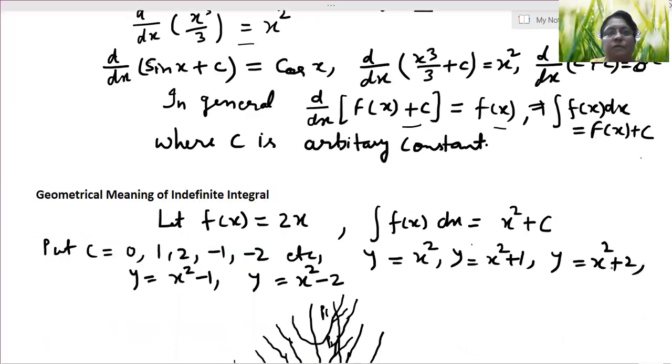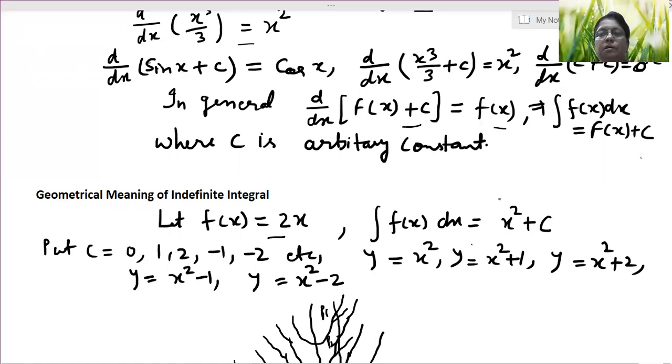geometrical meaning. Now, first of all, we will understand what is the geometrical meaning of indefinite integral. This is very important बच्चों, कि किसी भी प्रोसेस का geometrical meaning क्या होता है, ये जानना हमारे लिए बहुत जरूरी होता है. So let's take some example. So let's take fx is equal to 2x. Okay. Now differential of 2x, what is x square? So we can write integral of fx dx is x square plus c.